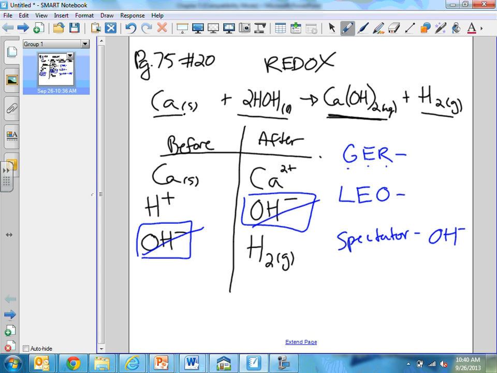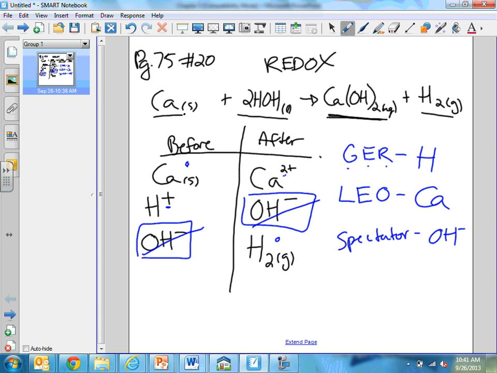Gain electrons reduction. So whatever gains electrons means that the charge is going to be reduced. So if we compare, my charge on calcium goes from 0 to 2+, so the charge increased. Here we go from +1 to 0, so my charge is reduced. That means hydrogen must have gained electrons. And calcium, the charge increases to 2+, so it has to have lost electrons. So calcium is being oxidized.